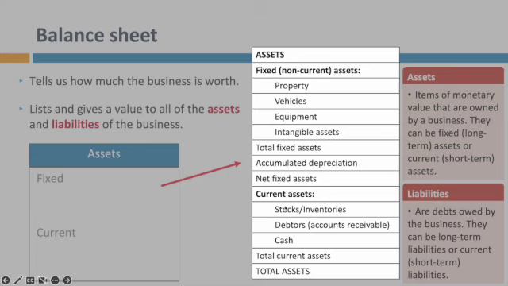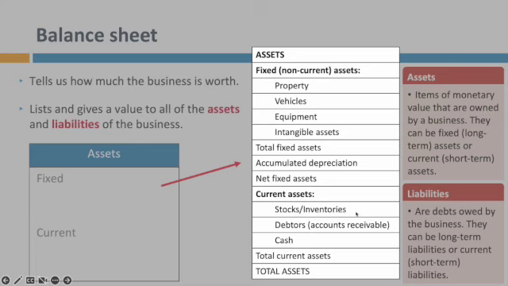Once we list it, we need to create some kind of total. So we will have total fixed assets. Then we deduct some depreciation because all these assets in the long term, they depreciate in value. Once we deduct the depreciation, we have the net fixed assets. And then we have the current assets.